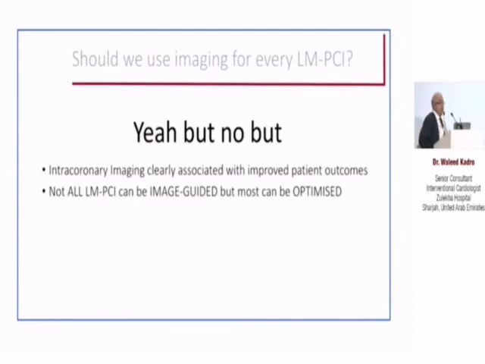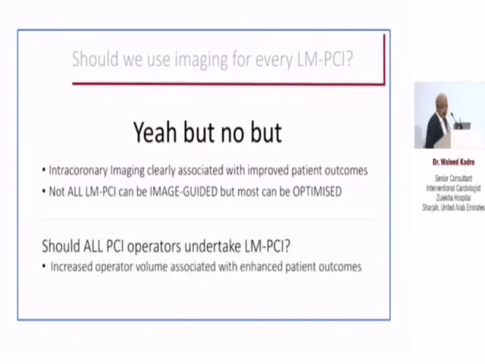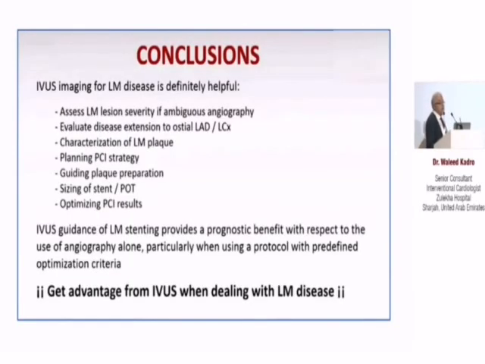So intracoronary imaging is usually associated with improvement in patient outcome, but not all left mains need image guidance, but most of them can be optimized by using it. So should all PCI operators undertake doing left main intervention? Should they use IVUS? Increased operator volume is evidence-based to enhance our patient outcome. So this is the conclusion.